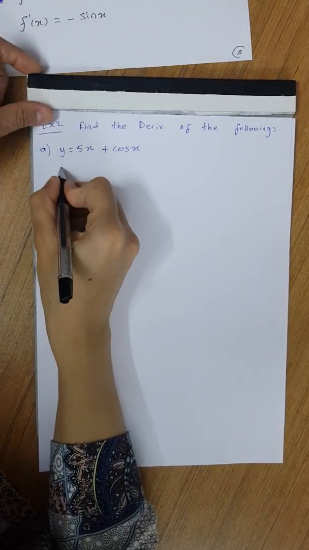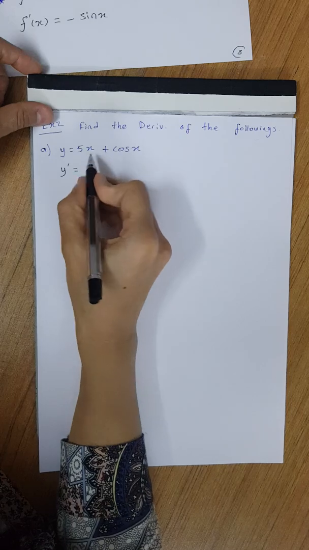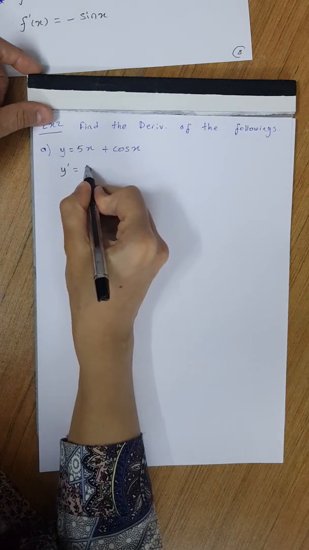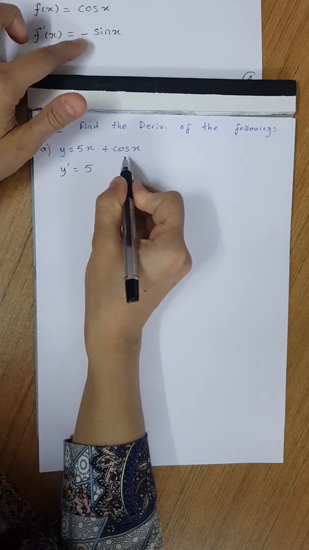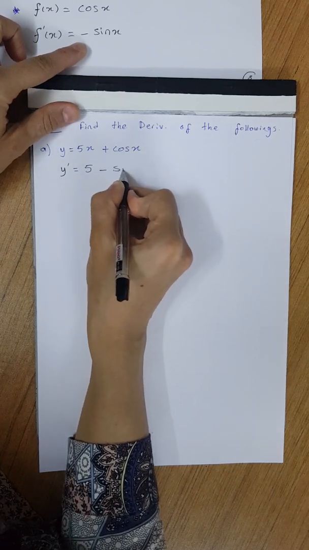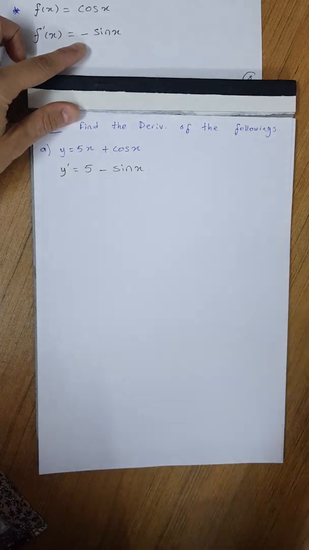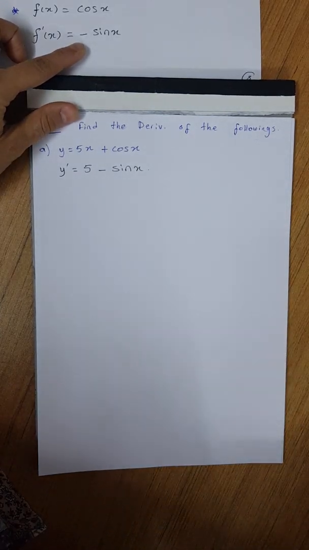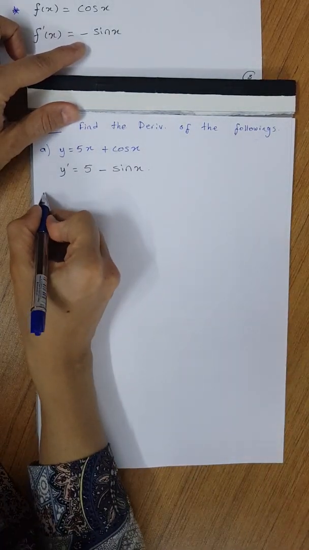Simply, this is addition between them. So y prime is equal to, the derivative of this one is 5, and the derivative of cosine function is equal to what? Minus sine of x. So that will be minus sine of x. And that's it. Next, what do we have?